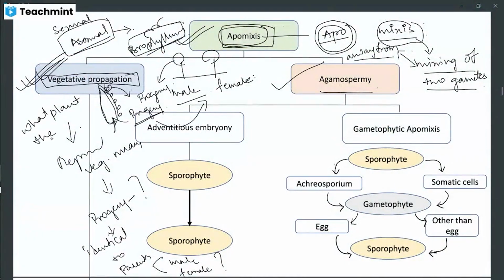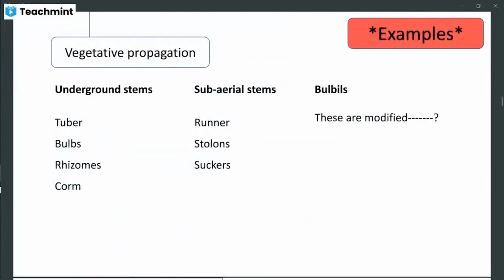the vegetative part is coming from. Whether it comes from male, it looks like male. If it comes from female, it looks like female. So vegetative propagation, you all know, is again divided into different types. So we'll generally go through each one.